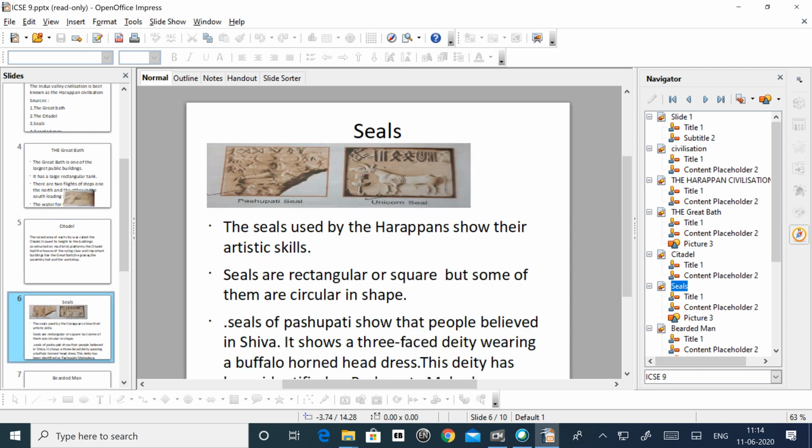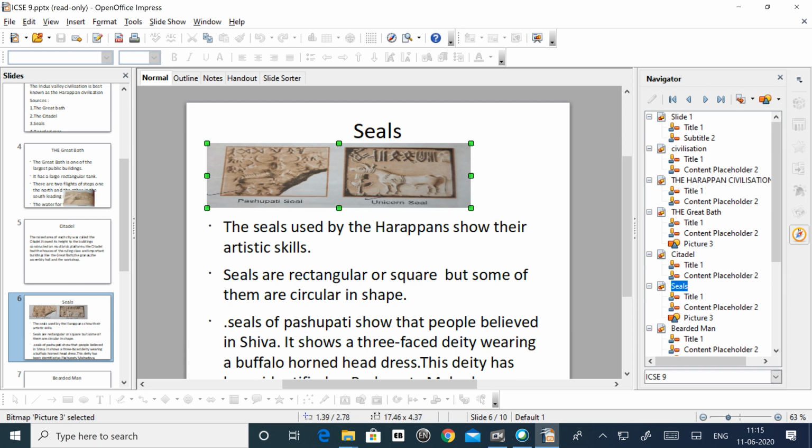Then third important source is seals. The seals used by Harappans show their artistic skills. What are the important features of seals? They show the artistic skills. And the shape of these seals is rectangular, square or circular. Two examples of seals are there. First one is Pashupati seal and second one is unicorn seal.